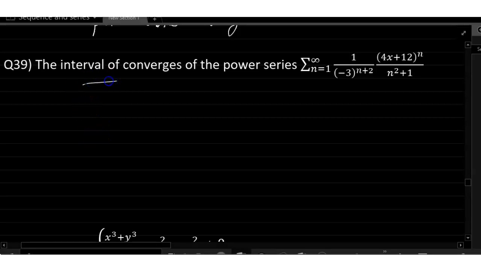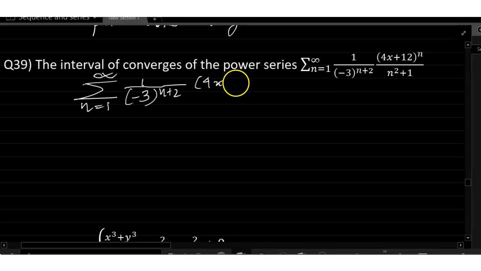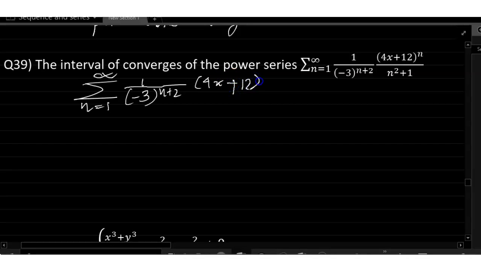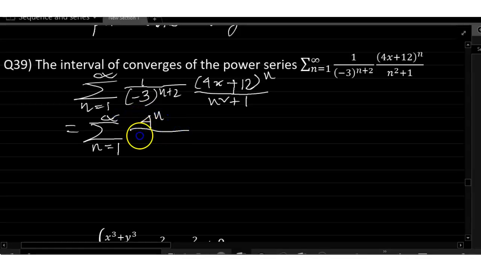So friends, our given series is summation n equals 1 to infinity 1 by (minus 3) whole to the power n plus 2, 4x plus 12 whole to the power n into n square plus 1. It can be written this way: summation 4 to the power n by (minus 3) to the power n plus 2, (x plus 3) whole to the power n divided by n square plus 1.